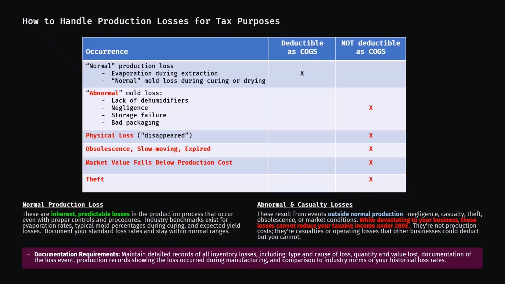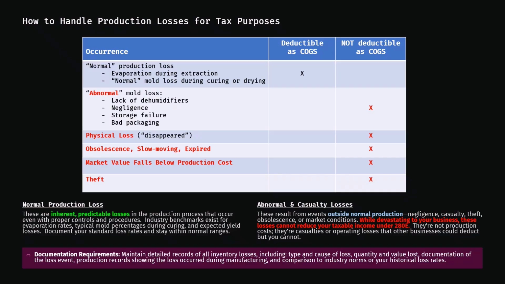So, theft or physical loss: disallowed. If inventory disappears and you can't explain it, or you report it as stolen, the IRS assumes the worst, that it might have been diverted into the illicit market. It doesn't matter if it was internal theft, a break-in, or sloppy tracking, it's not deductible.